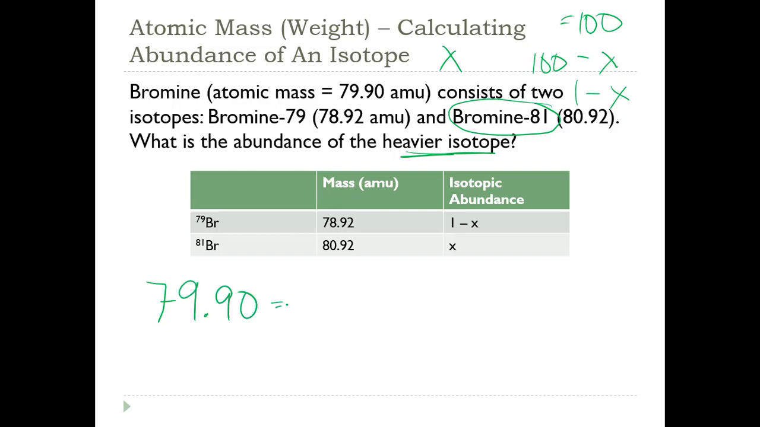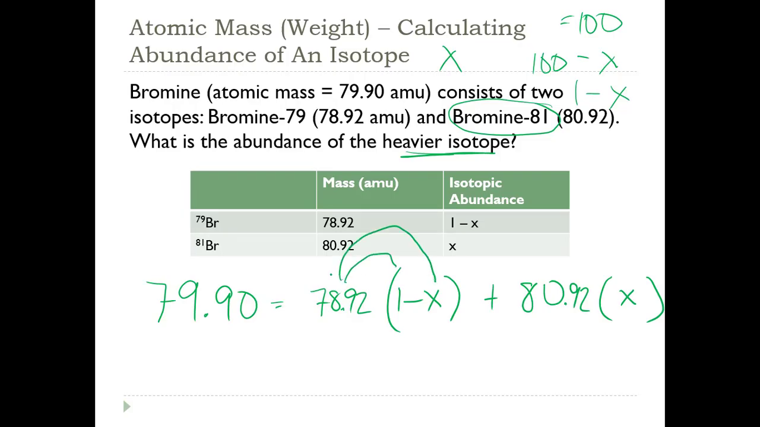79.90 is equal to the mass of the first, 78.92, times, and maybe I don't need parentheses here, 1 minus x, plus 80.92 x. And from algebra, we know that we distribute this term onto everything inside of the parentheses.